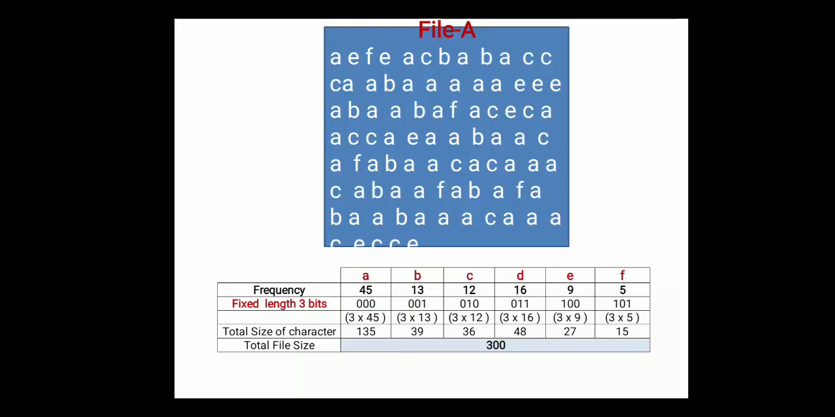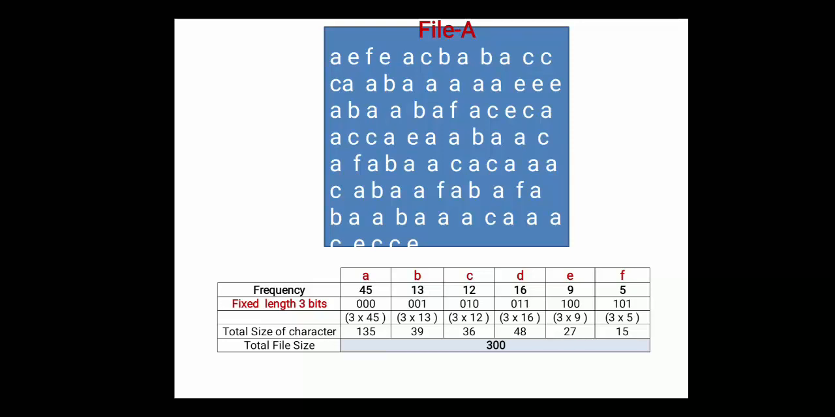We know the frequency of every character. It means how many times A is available, how many times B is available, and how many times C, D, E and F characters are available. So we know very well the frequency of characters in the file. Now, a total of 6 characters are there. Now we need to represent every character with the minimum number of bits. So we need to identify that we require a minimum of 3 bits to represent our 6 different characters.